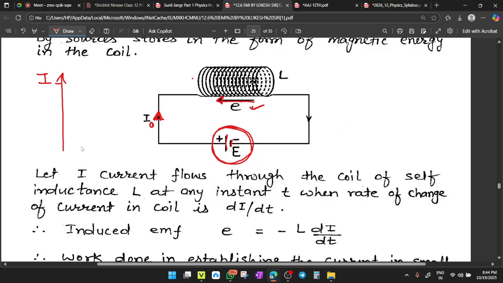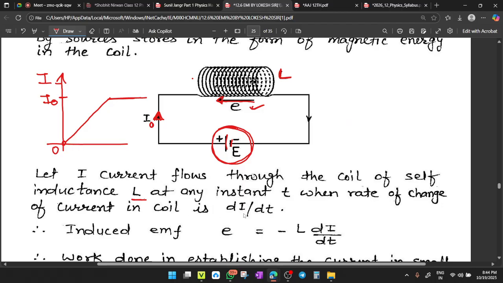Suppose there is a current I that is continuously changing. It starts at 0 and will grow up to the maximum current I naught. We have to find the energy stored during this process. So let I be the current flowing through the coil of self-inductance L.